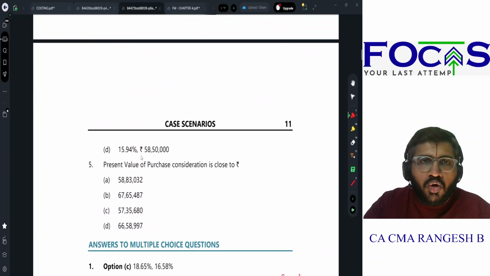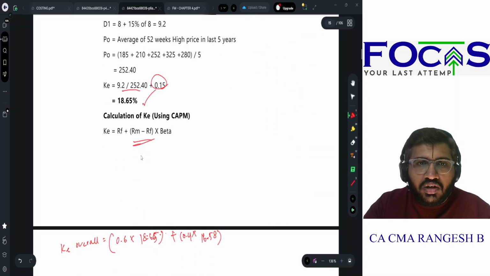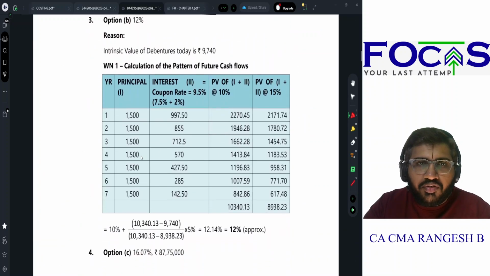Third option, they have given you what is the cost of debt. Cost of debt if intrinsic value is 9,740.